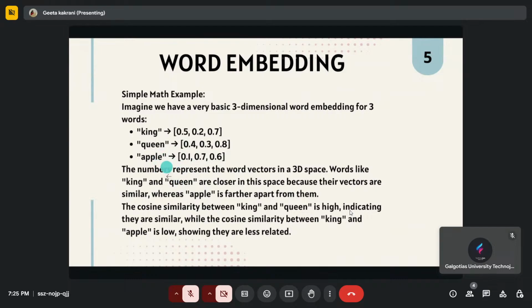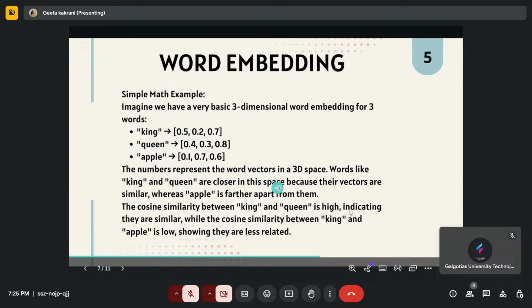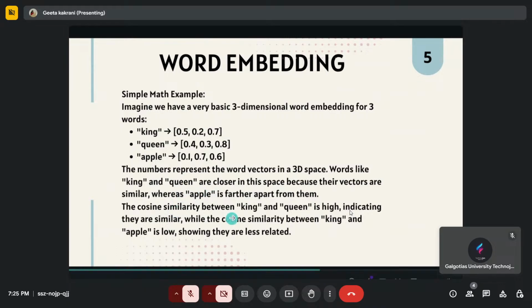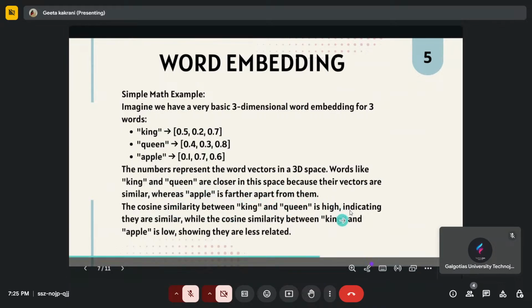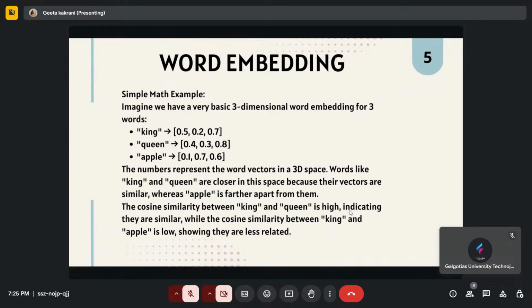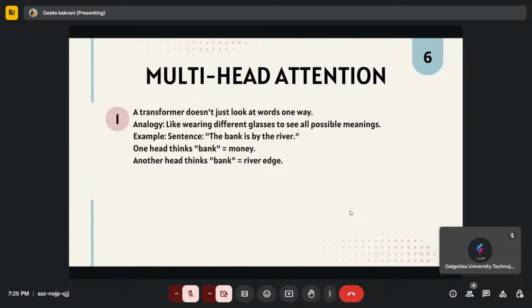It counts how many times apple is used here in terms of king and apple, and king and queen. Then we get the relationship. So this is a numerical parameter. The numbers represent the word vector in a 3D space. Words like king and queen are closer in space because their vectors are similar, whereas apple is further apart from them. So here we use the dot product. Using the dot product, we get the nearest value, a more accurate, closer value.